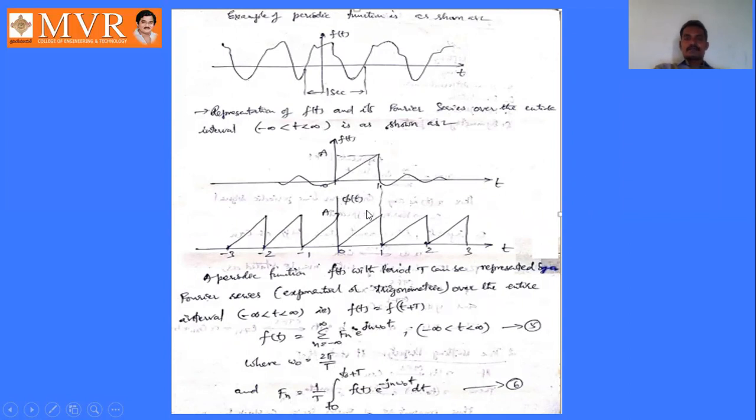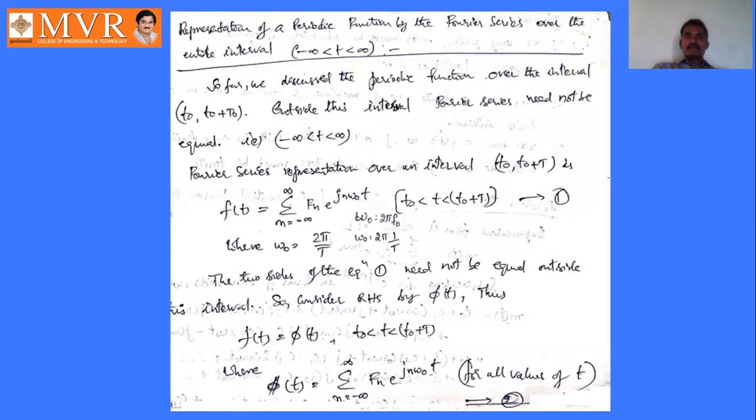This is a simple example for our understanding purpose. They have given it like this. So here they have taken the periodic function first. After that, we will take the Fourier series of this periodic function. So the Fourier series can be expressed in terms of f of t like this. Here Fn is a Fourier coefficient that is represented as in equation number 6. Okay. So this is about the representation of a periodic function by the Fourier series over the entire interval.